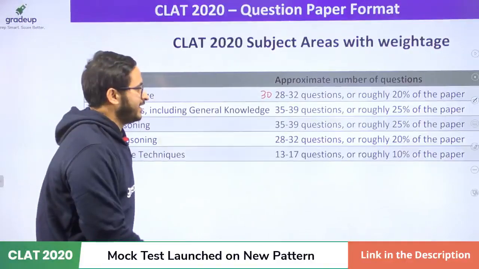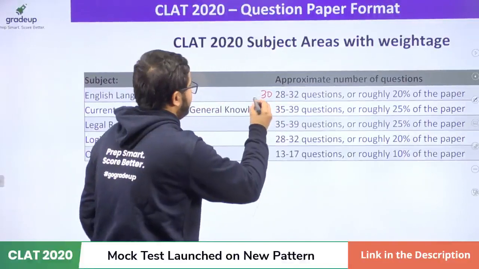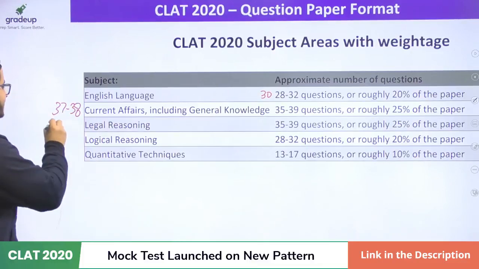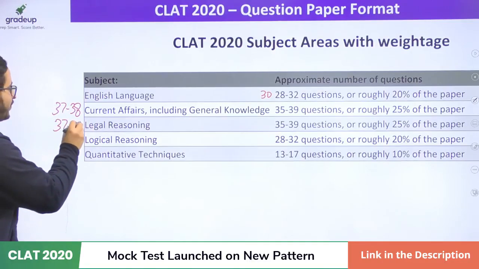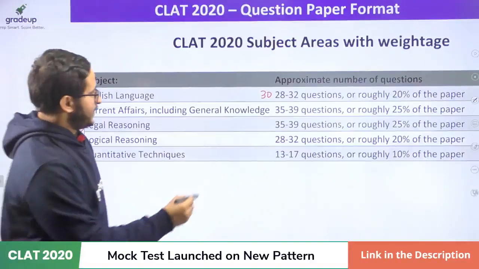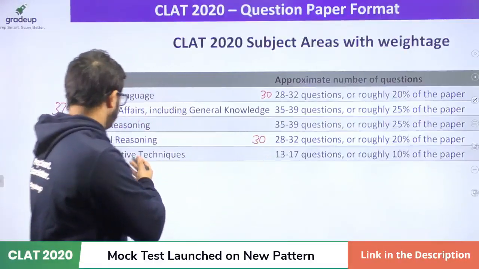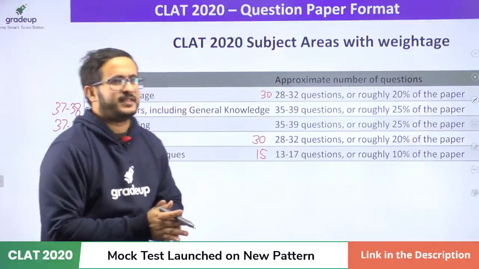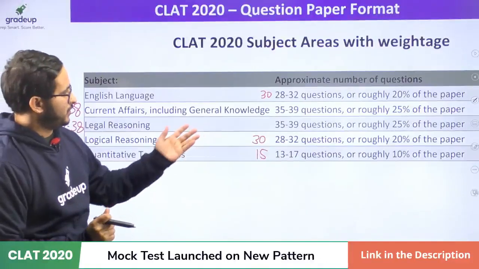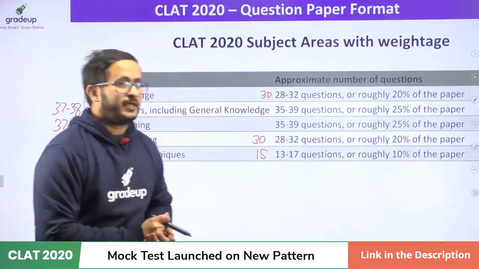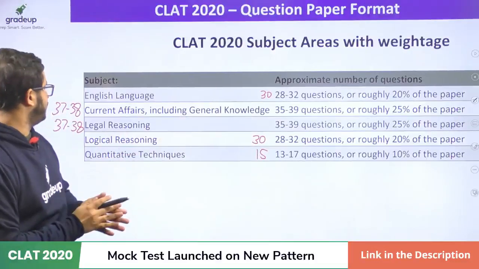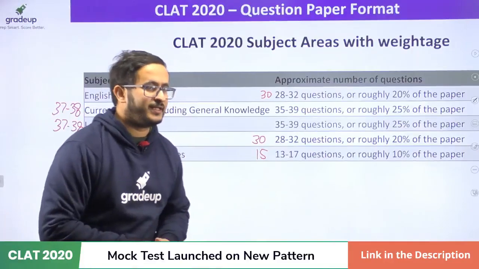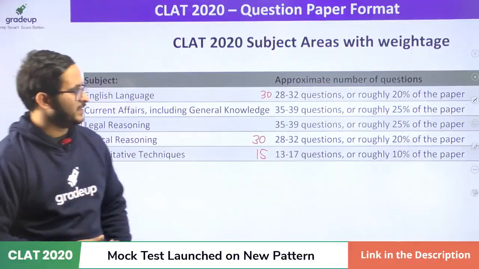Current affairs including general knowledge will have somewhere around 37 to 38 questions. Same for legal reasoning, you can expect 37 to 38 questions. Logical reasoning 30, and quantitative techniques most probably 15 questions. So they have given a range, they have not given the exact number. However, the number would most likely be these: 30 in English language, 37 to 38 in current affairs and legal reasoning each, 30 in logical reasoning and 15 in quantitative techniques.